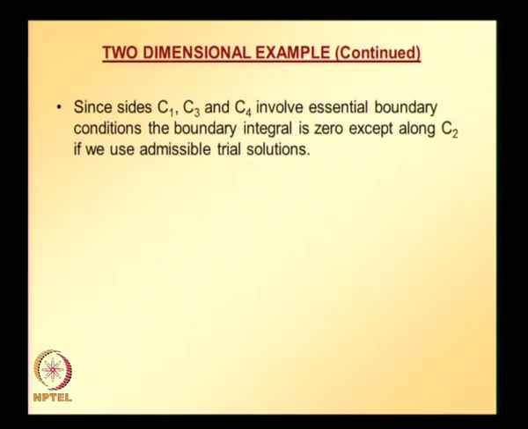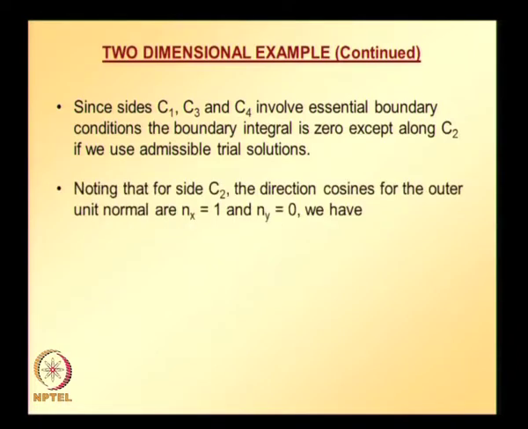Since sides C1, C3, C4 involve essential boundary conditions, the boundary integral is 0 except along C2 if we use admissible trial solutions. So, noting the direction cosines for the outer unit normal for side C2, what is C2? C2 is a line along x equal to 2. So, direction cosines for the outer unit normal are nx equal to 1 and ny equal to 0. So, we need to know these direction cosines to simplify the boundary term.